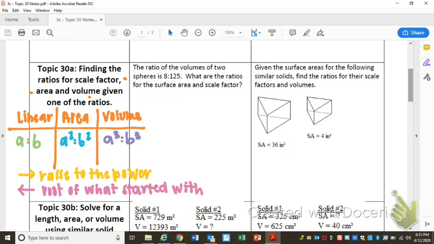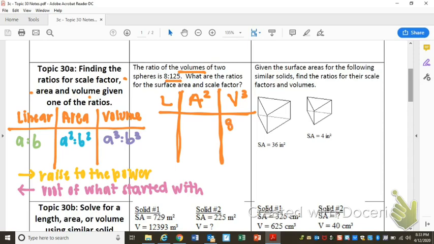All right, let's try an example. The first thing we need to do is set up our chart. I like to abbreviate, so I'm going to have linear there. Then I'm going to have area, and I'm going to put a little squared with it just to remember that that is our squared units. And then I'm going to put volume and put a little cubed with it to remember that that one's our cubed units. Looking at the question, it says the ratio of the volumes of two spheres is 8 to 125. All right, so in the volume column, I'm going to put my 8 to 125.